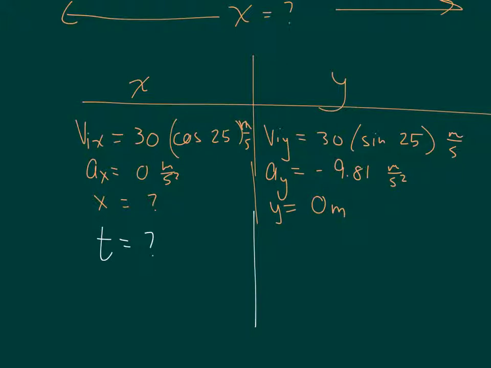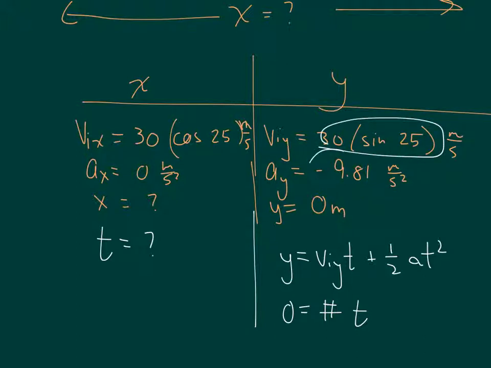So here, what we'd have to do is the following. Zero equals whatever you get as a number here times time. That's VIY from up here, right? Take that number, plug it in right there, plus 1/2 negative 9.81 t squared. To get time, though, you'd probably have to factor out a t or use the quadratic formula where there's no c value. Once you get the time, plug the time in here. You have the velocity. You can find out what x is.